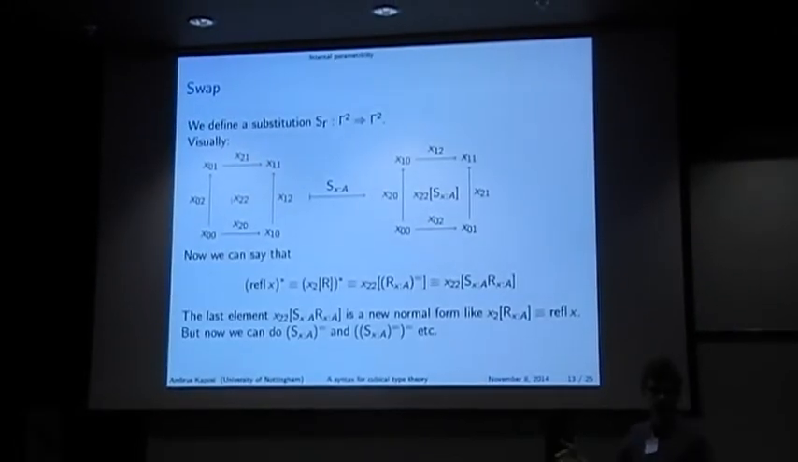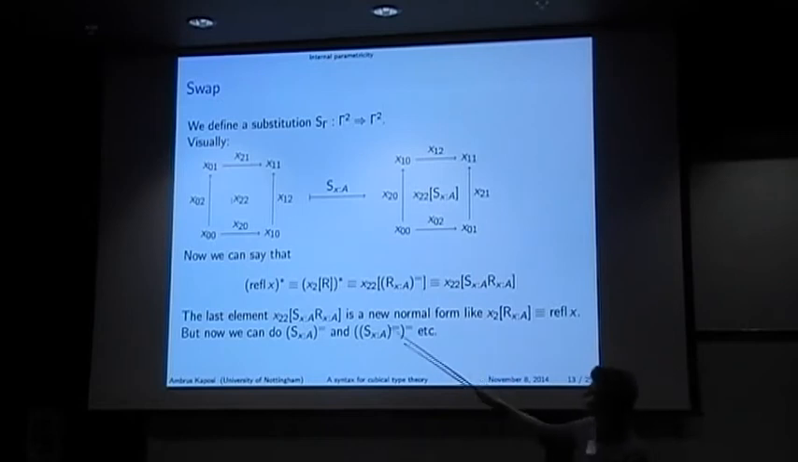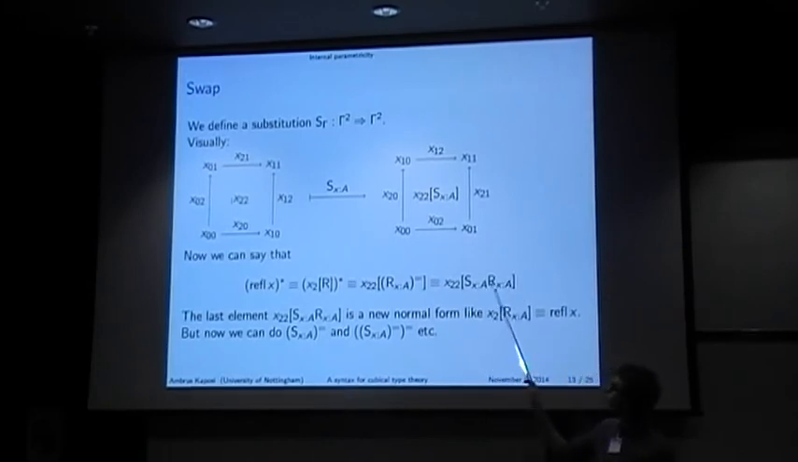Or it's a similar additional structure as R was. So R of X was a new normal form, and now S of R of X is also a new normal form, and also this one is a new normal form. So first an R substitution, and then an S. But then we can go on and ask what the star of S is, and so on.